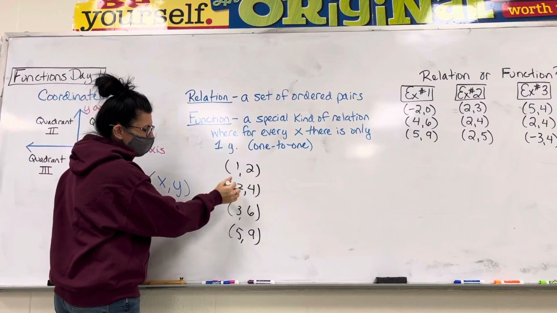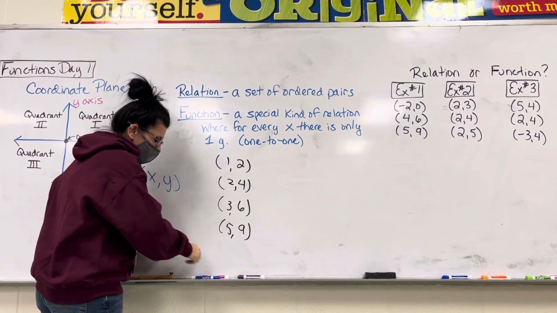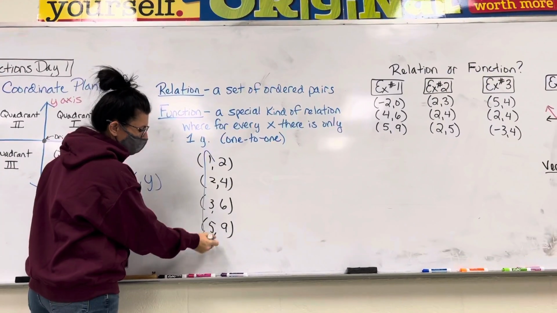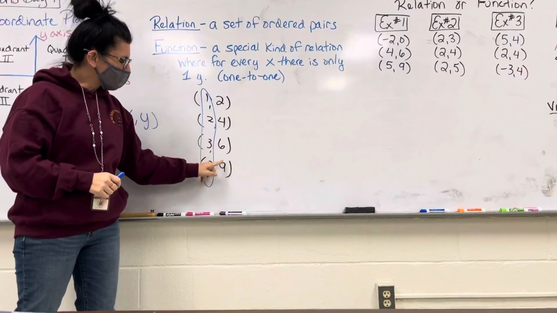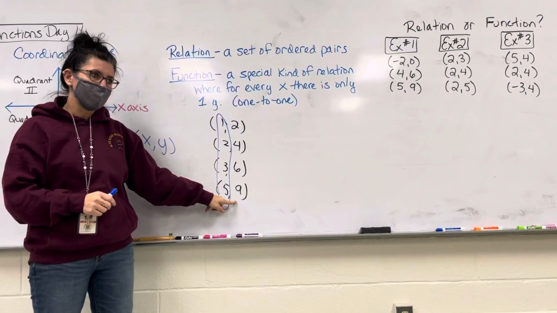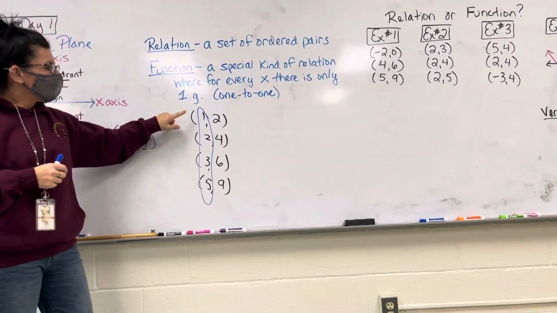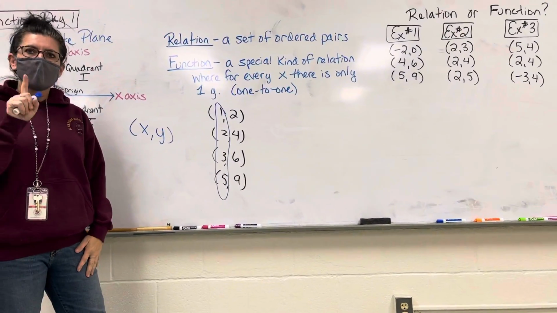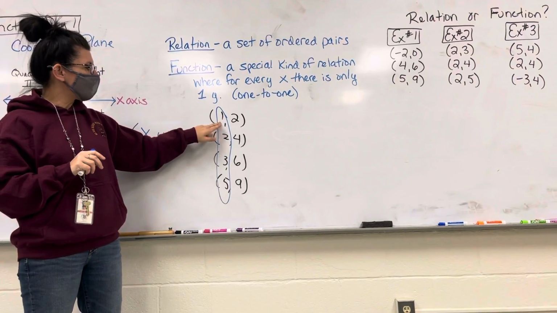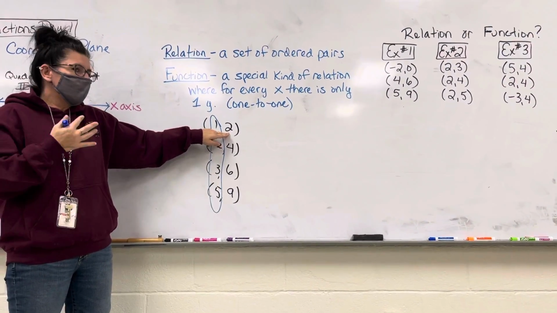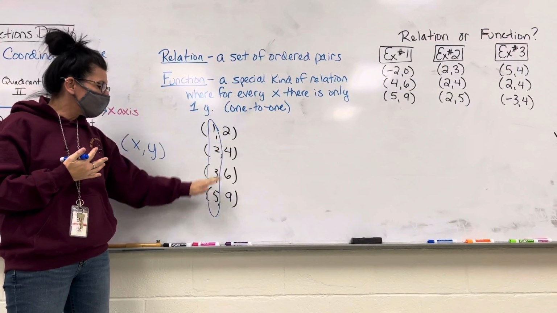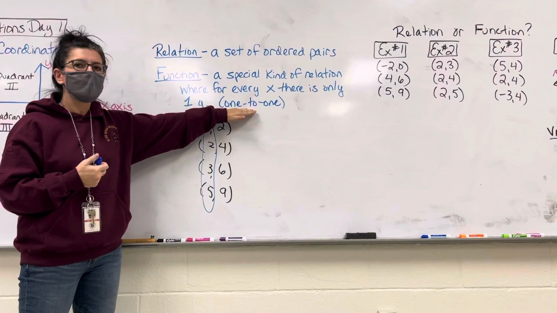So for these x's, remember this first number is my x's. 1, 2, 3, and 5 are my x's. 2, 4, 6, and 9 are my y's. So for each x, there's only one choice of a y. So if I said you have an x of 1, that y pairing is a 2. You only have one choice, there's no other choice. This is a function, and it's considered 1 to 1.